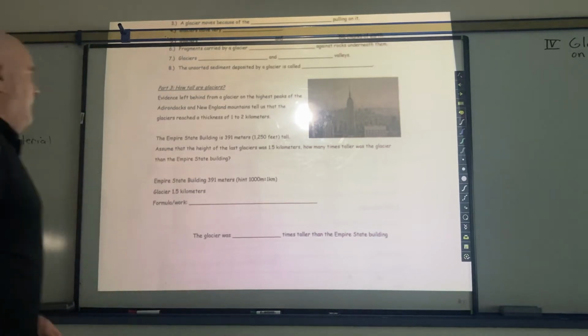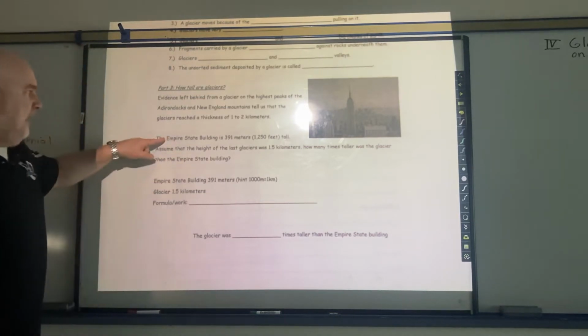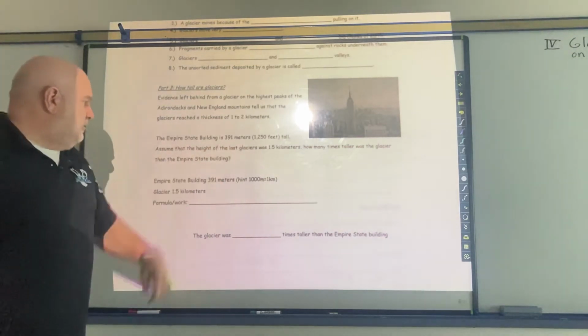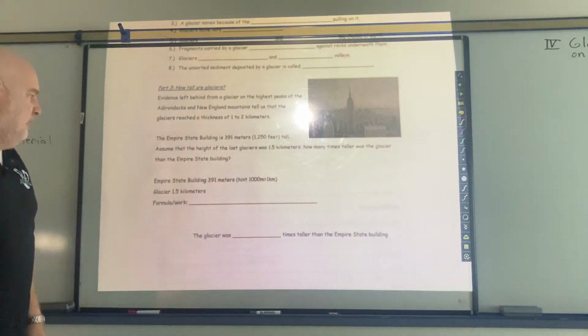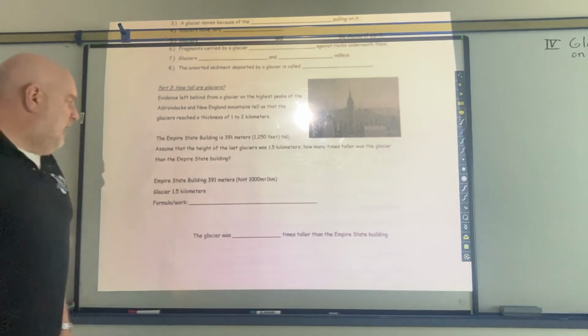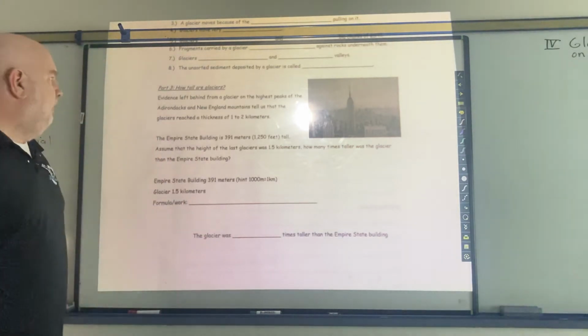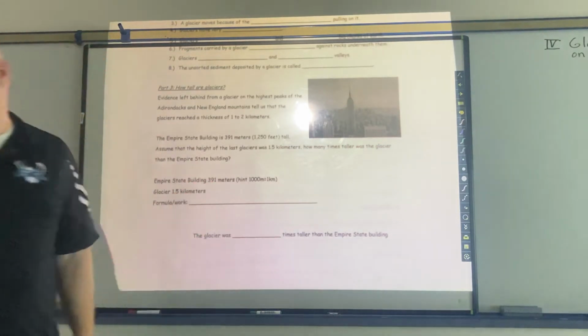So what you have to do here, it talks about how tall the Empire State Building is and the height of the largest glaciers. So what you're going to have to do is figure out how many times greater is the glacier than the Empire State Building. So the math there is fairly simple. I don't think you have a problem with that.